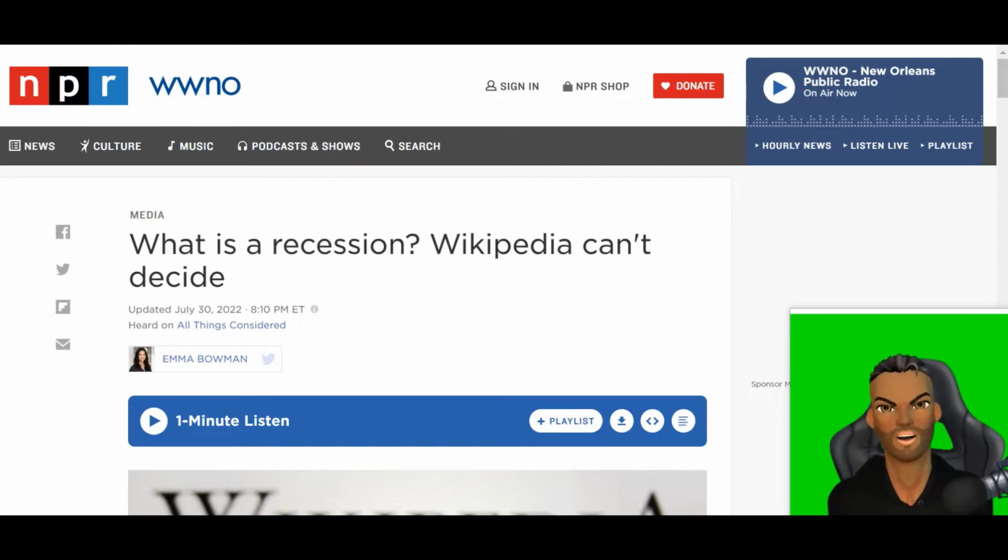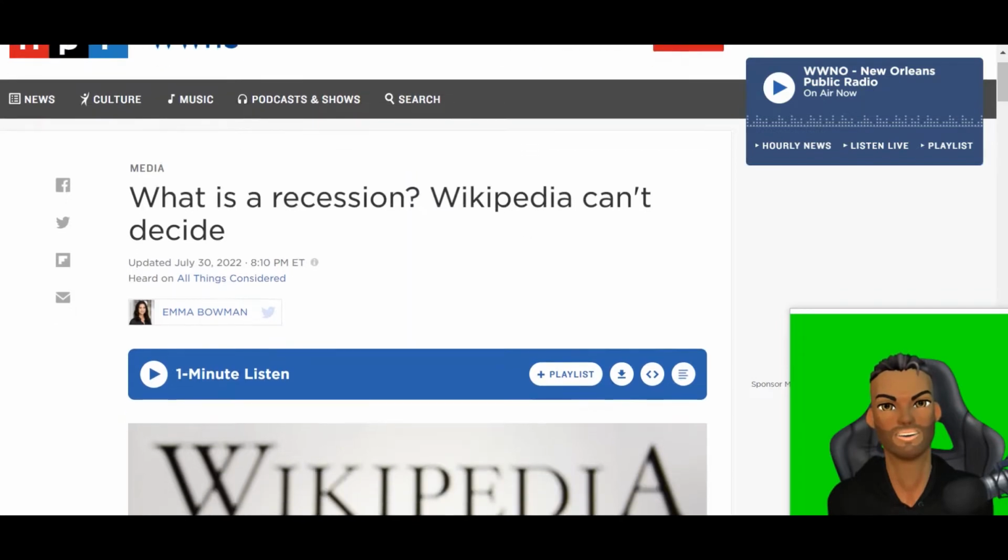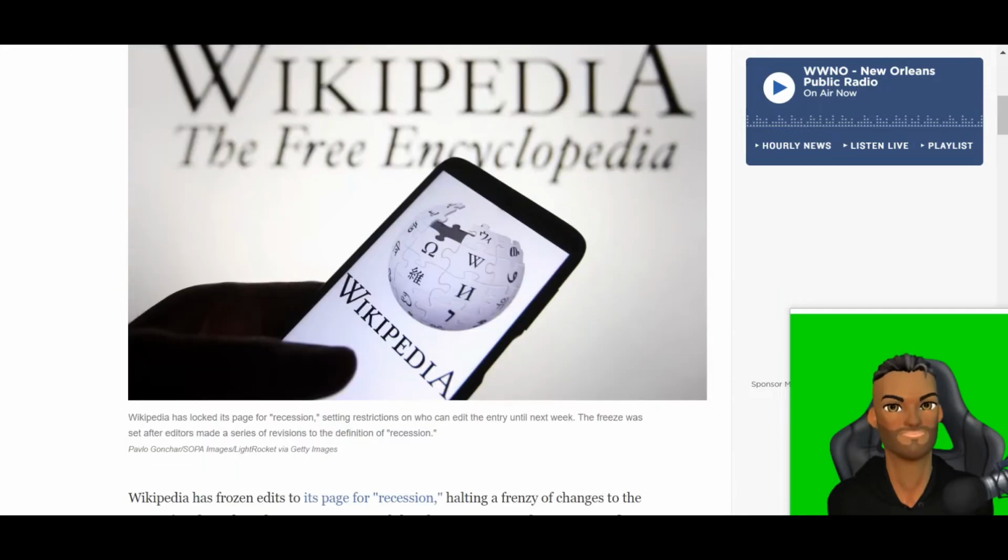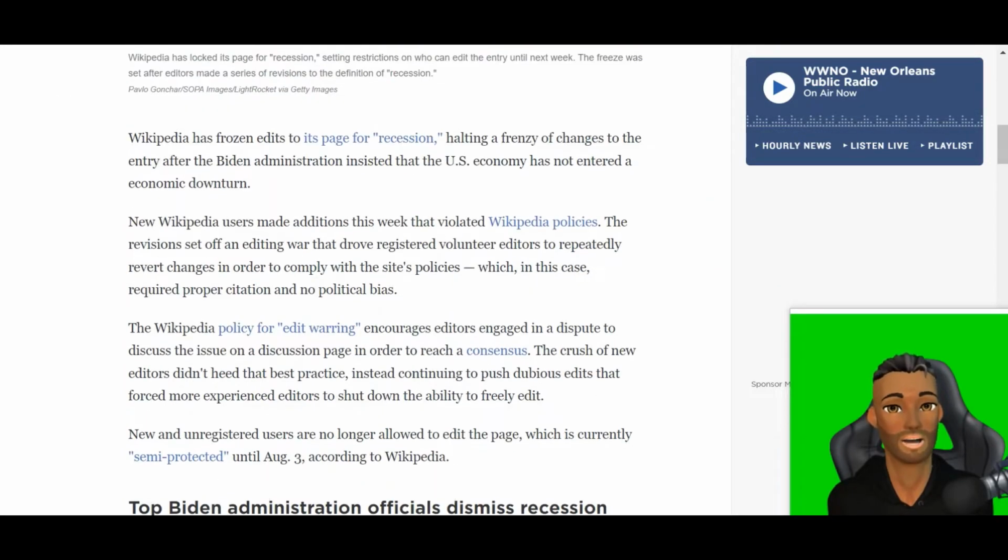What needs to be said is what exactly is a recession? According to the United States government, it seems that we're not in one, or rather, there is no clear-cut definition of a recession. And what's interesting is that we see here on NPR.org, Wikipedia doesn't even know. According to this article, Wikipedia has frozen edits to its page for the definition of a recession, halting a frenzy of changes to the entry after the Biden administration insisted that the U.S. economy has not entered an economic downturn.